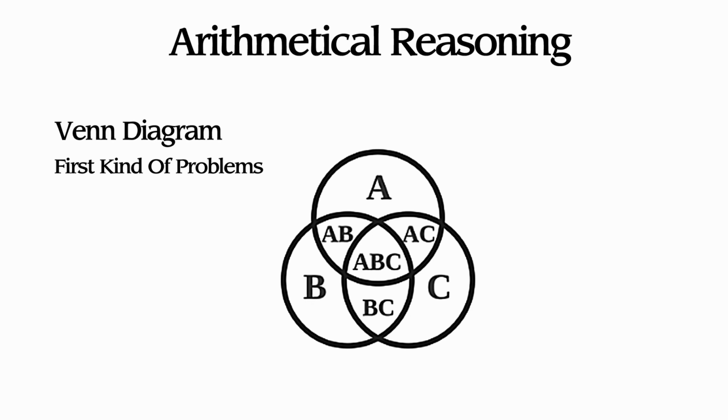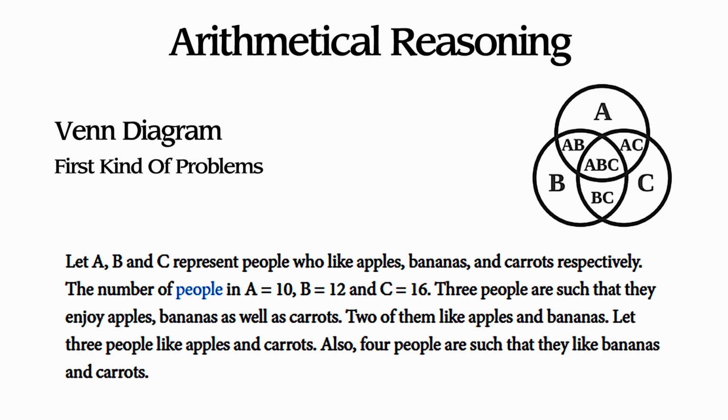First kind of problems. In this type of problems, a Venn diagram will be given and you will be asked to answer questions based on the given Venn diagram. Take care of the boundaries and do write down the data that is given. For example, consider the following diagram again. Here we have the problem.